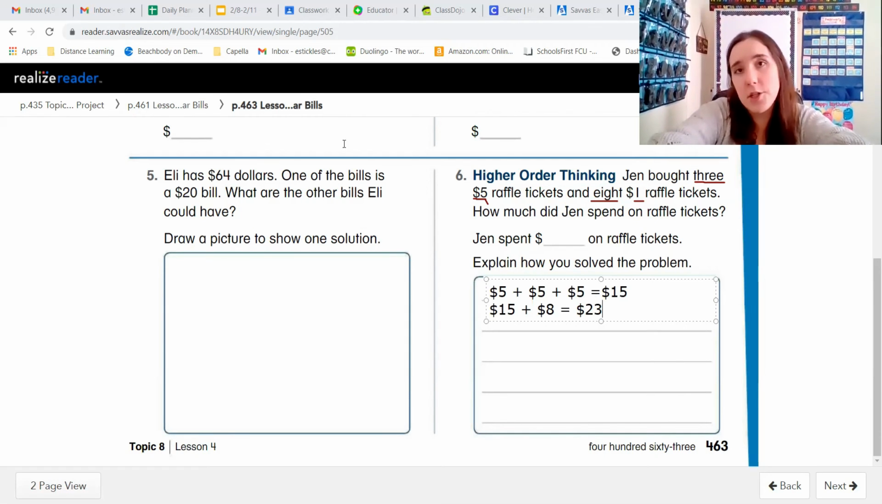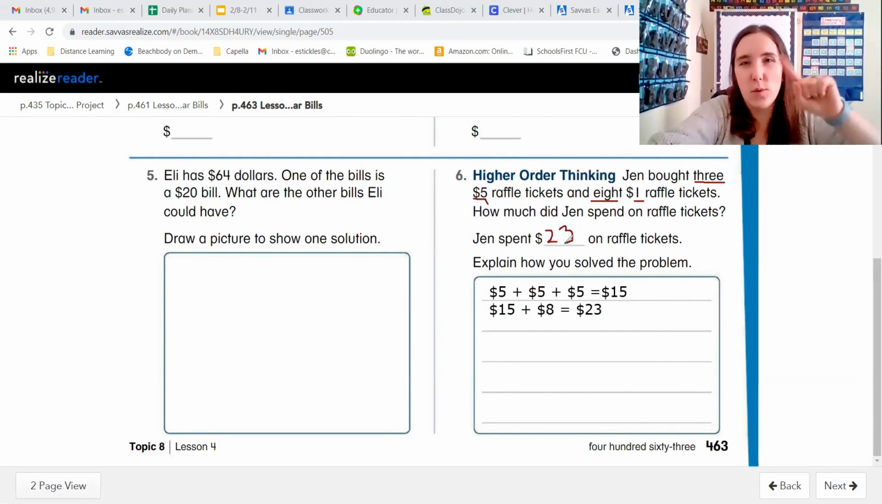I guess, you guys, we pretty much already explained how we solved the problem because I showed my work down here. I showed the 3 $5 raffle tickets being added up, and then I showed the 8 $1 raffle tickets being added, and my total was $23. So if you show your work well, that can kind of count as your explanation. So she spent $23 in all on raffle tickets.